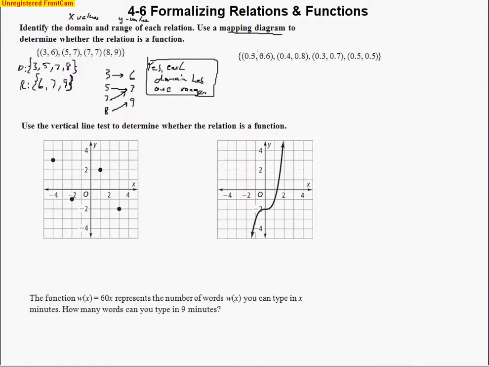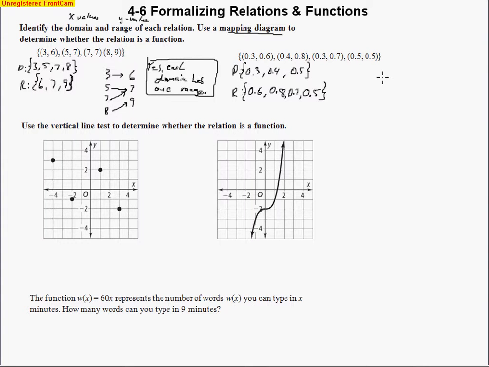So on this next one, we're listing the domains again. So we have 0 and 3/10, 4/10, 3/10 again, so we don't have to list that again, and then 5/10. So that's just listing the domains. That's what they were asking for. Then the range values. The range values are the y component. So 6/10, 8/10, 7/10, and 5/10. So those are all different, so I'll list those. And that is the range.